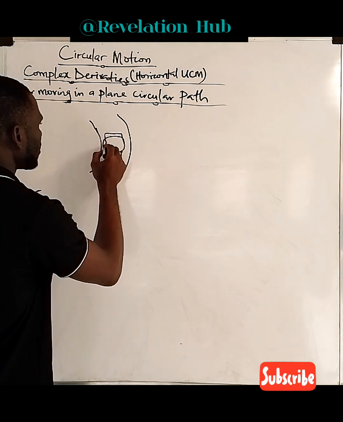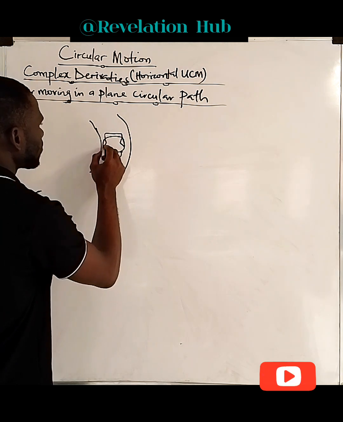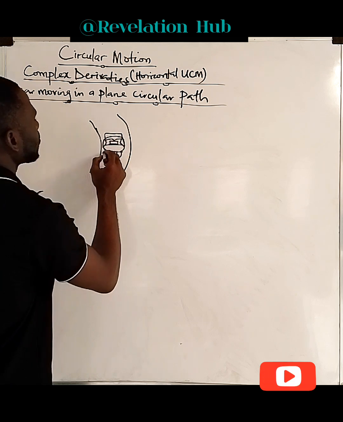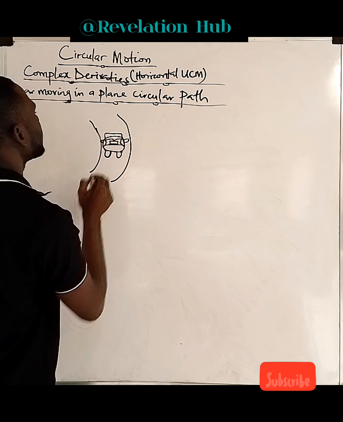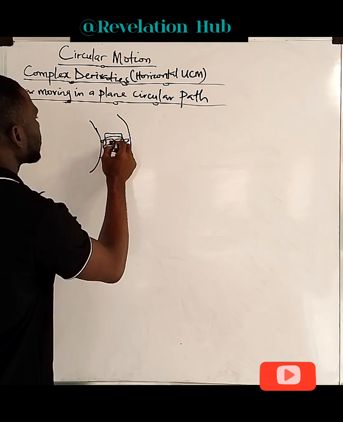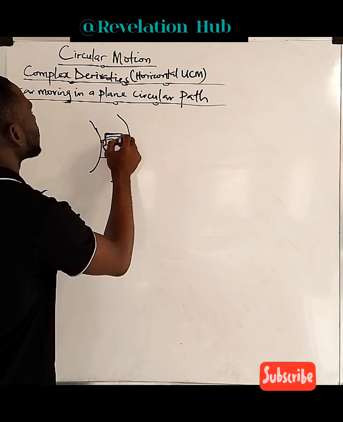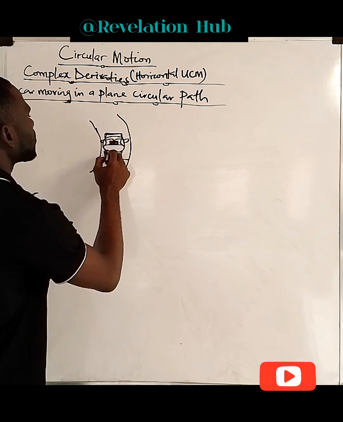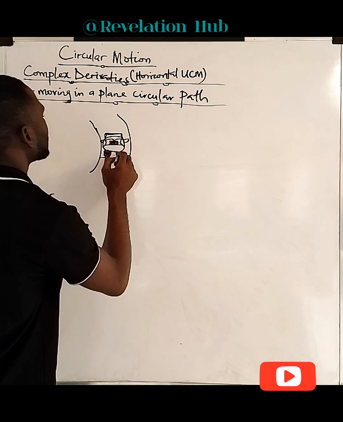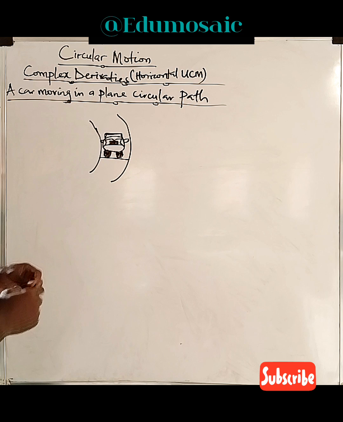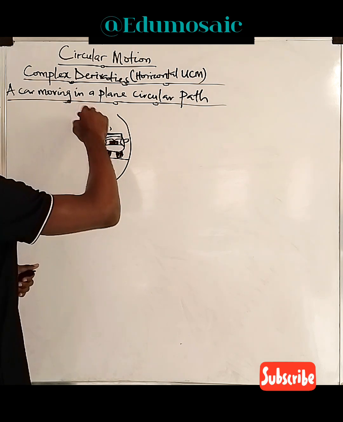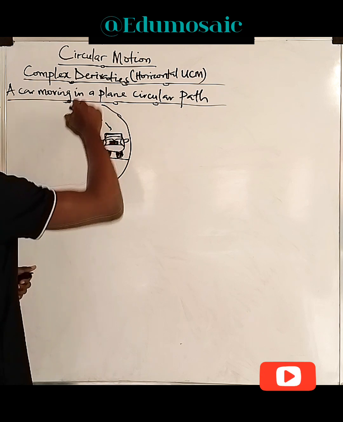So you have a car like this. You have the wheels of the car, the mirrors too. This is not a perfect diagram, just manage and try to use this to explain this. So there's a car moving on this circular path. I have a car moving on the circular path.